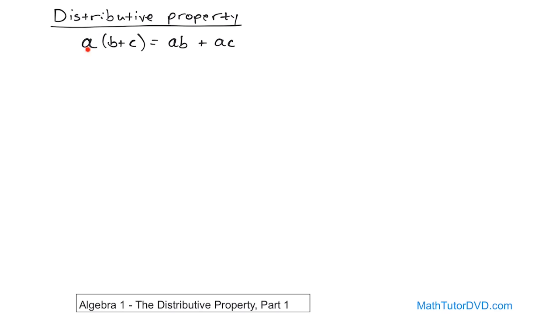The A, whatever's on the outside, gets distributed. That's why it's called that. Distributed into the B, and they're multiplied because this is sitting outside multiplied. A times B, the plus comes from the plus on the inside, and then this A also gets distributed to the C, A times C.